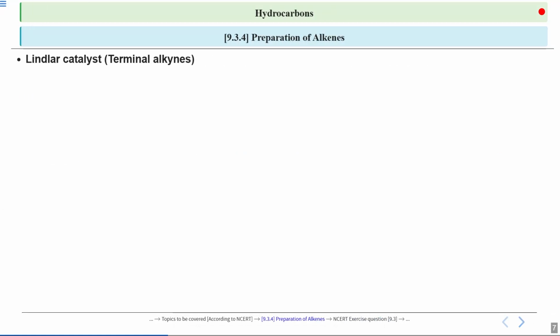Now, we will see the role of Lindlar catalyst in the reduction of terminal alkynes. So terminal alkynes are reduced using Lindlar's catalyst. The result of this reduction is the formation of alkene. This is a key step in organic synthesis, allowing chemists to create specific types of hydrocarbons with double bonds.